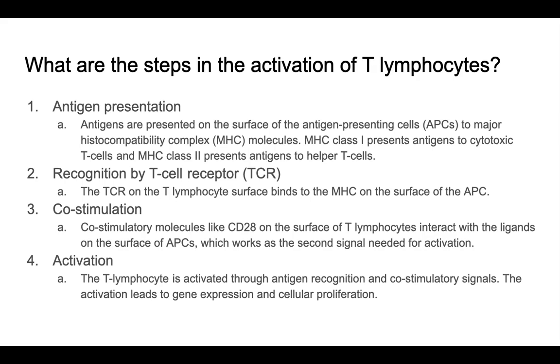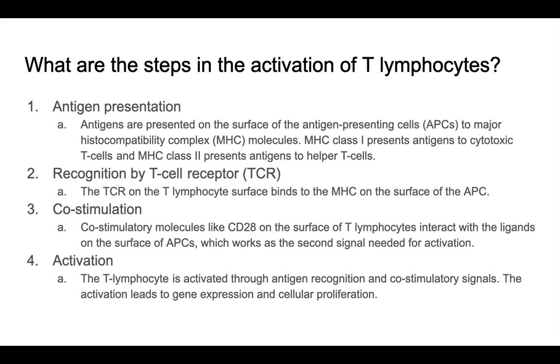The second step is recognition by T cell receptor, or TCR. The TCR on the T lymphocyte surface binds to the MHC on the surface of the APC. The third step is co-stimulation. Co-stimulatory molecules like CD28 on the surface of T lymphocytes interact with the ligands on the surface of APCs, which works as the second signal needed for activation.